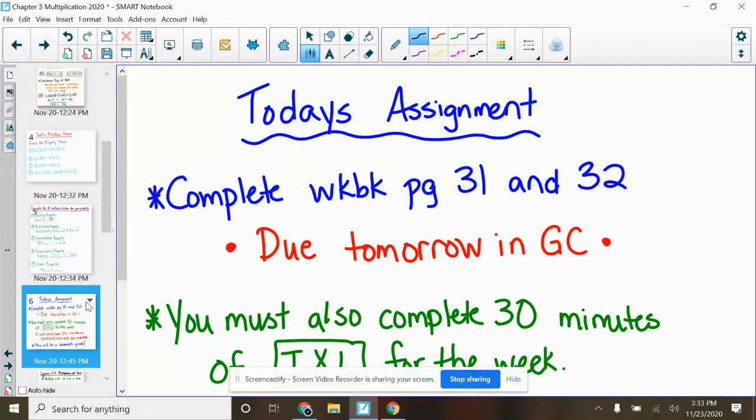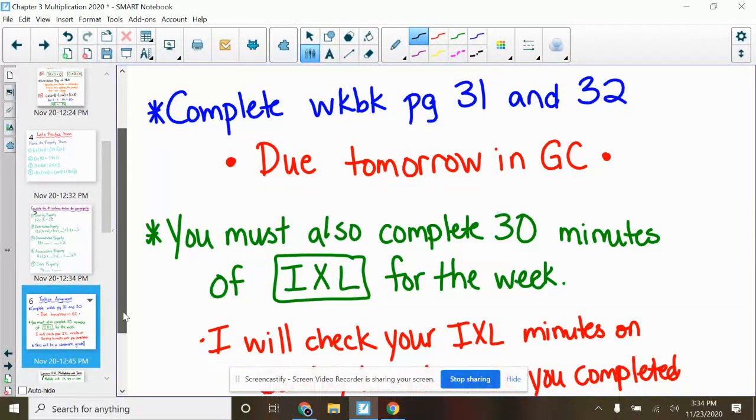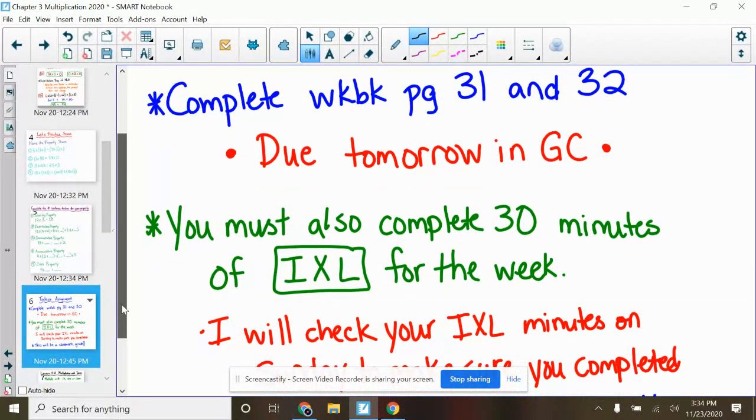However, as we started talking about yesterday in our Google Meet, we're going to start making IXL more of a responsibility for us. So as you notice in this green down here, I have given you another assignment for IXL, but this is not due until the end of the week, and the week doesn't end until Sunday. So you have to complete 30 minutes of IXL for this week.